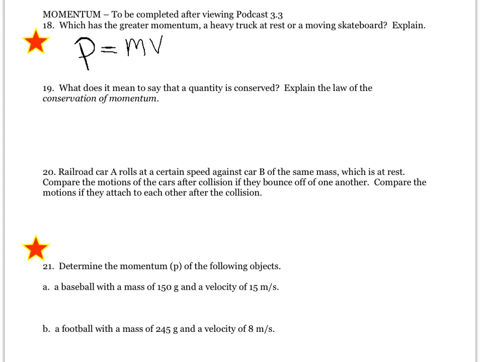All right, let's finish up here. Number 18. Which has the greater momentum, a heavy truck at rest or a moving skateboard? Well, a moving skateboard has velocity, but a heavy truck at rest, velocity is equal to 0. It's supposed to be meters per second. And so you put anything into this equation, multiply it by 0, you're going to get 0. So the greater momentum goes to the moving skateboard, who has a little bit of mass and a little bit of velocity, but still more momentum.